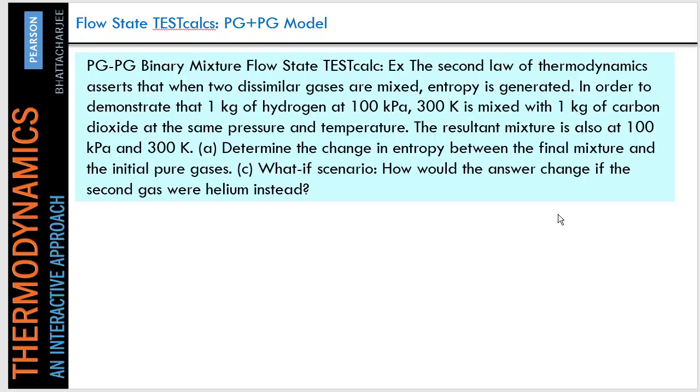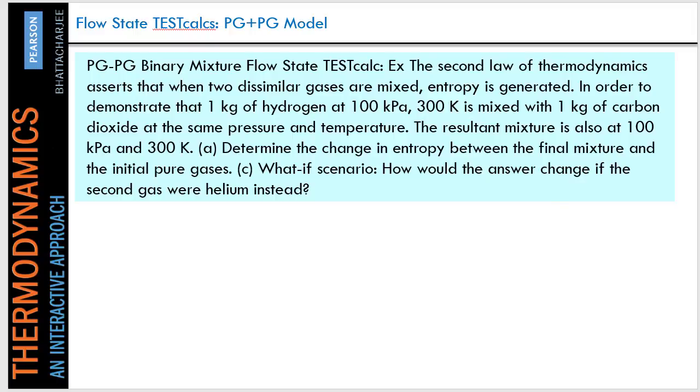This problem states that the second law of thermodynamics asserts that when two dissimilar gases are mixed, entropy is generated. We're going to demonstrate this by using the binary PG mixture model to show that 1 kilogram of hydrogen and 1 kilogram of carbon dioxide mixed together at the same pressure and temperature, 100 kPa and 300 Kelvin, will result in an entropy increase.